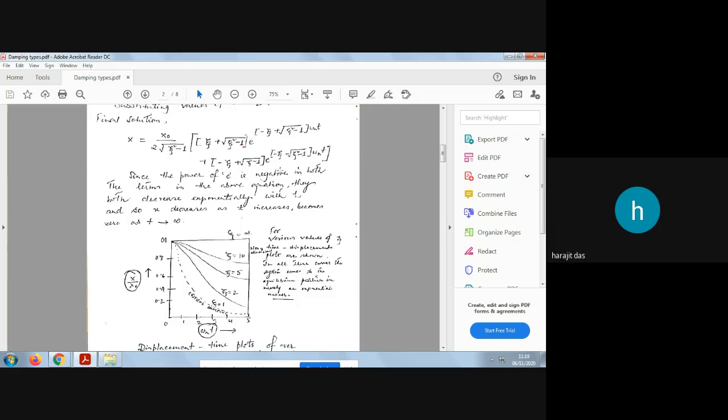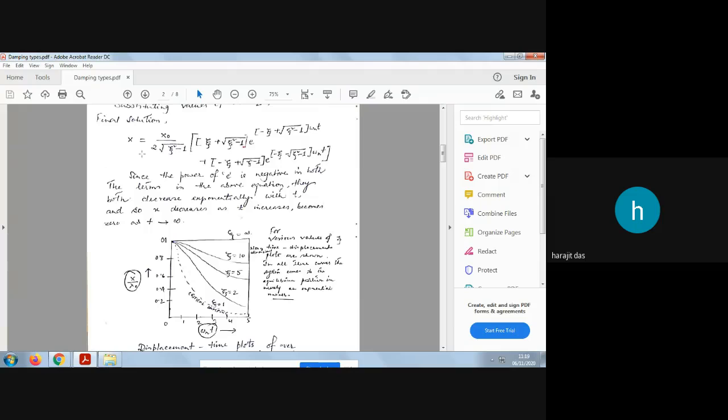Now you can ask me, sir, there is no sine or cosine function, so whether this equation will be periodic or not. Because this is only an exponential function, this is aperiodic. This is not a periodic motion, or rather you can say that this system is non-vibratory. So in an overdamped system, the system is non-vibratory.